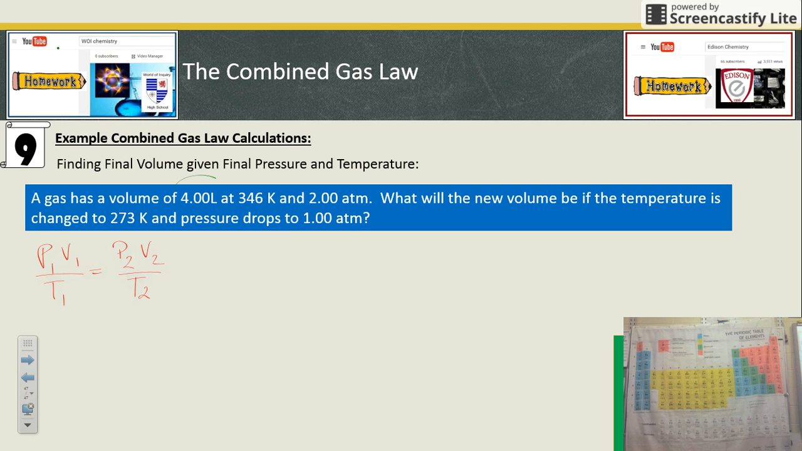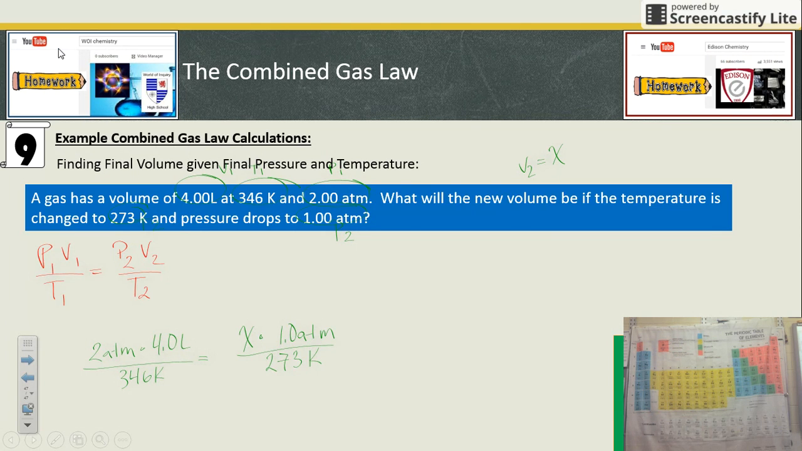Okay, a gas has a volume of 4 liters. Volume 1, 346 Kelvin, temperature 1, 2 atmospheres, pressure 1. So I'm going to set that one up. 2 atmospheres times 4 liters over 346 Kelvin is equal to, we got to find new volume. So volume 2 equals X. Temperature is 273, so that's temperature 2. And pressure is 1 atmosphere, pressure 2. So the volume 2 is X times pressure 2, 1.0 atmospheres, divided by temperature 273 Kelvin.